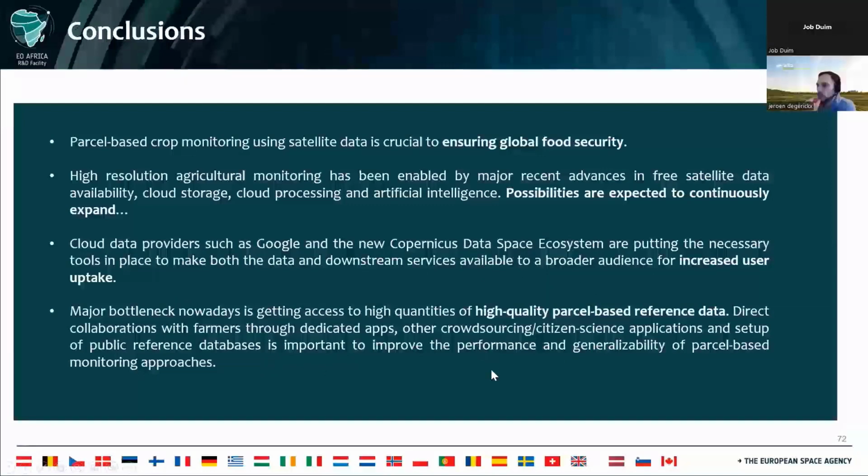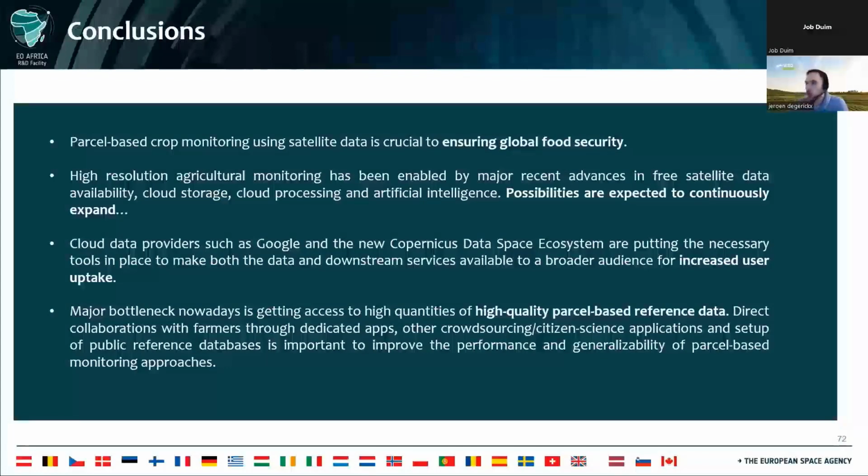And as a last point, I really want to stress again that we need this high quality parcel-based reference data for any downstream parcel-based application. So if you have some data on parcels which you could share in these harmonized public reference databases, do consider contributing to those. We're trying to get more data also through these crowdsourcing citizen science applications, but this is currently, in my opinion, the main bottleneck of parcel-based crop monitoring today.